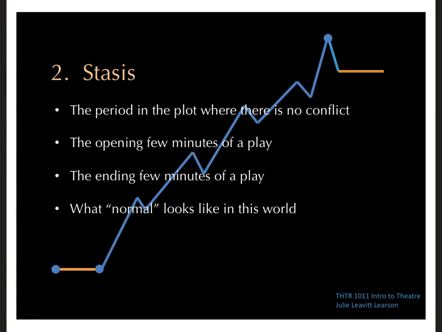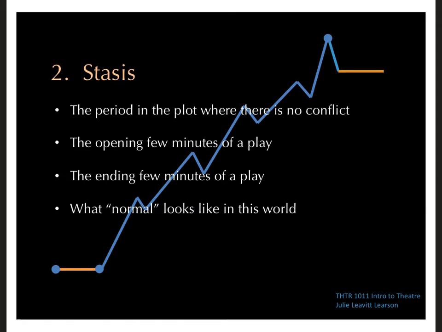So when we're referring to stasis in terms of a causally structured plot, we're talking about moments in the play where there is no conflict. The points in time where we're most likely to find stasis are at the opening few minutes of the play and the ending few minutes. The reason why is because we need the audience to understand what, quote, normal looks like in this world. We need to understand, where are we, who's in charge, what's going on. And once we get a lay of the land, then the plot starts to take off.